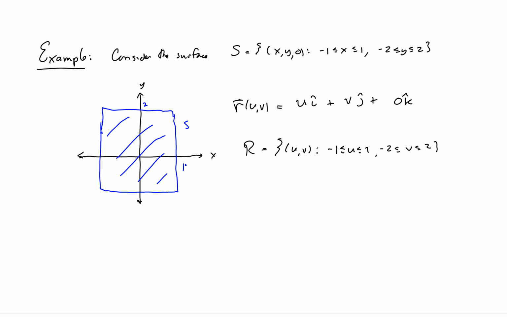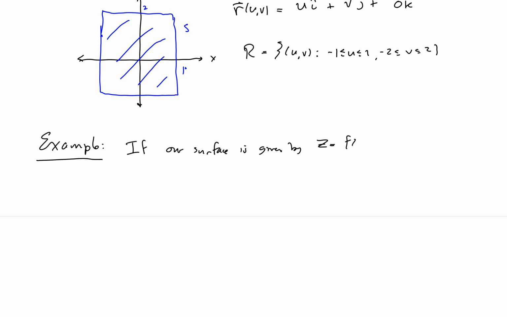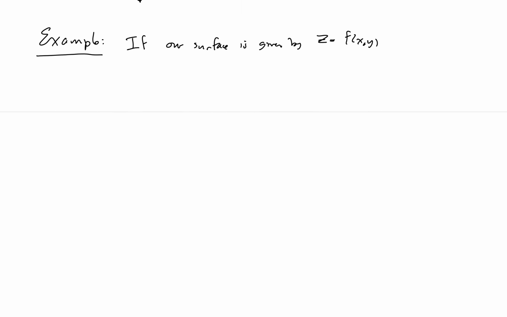So that's one example. The most common example that we're going to encounter is actually one of the easiest to parameterize. So if our surface is given by z is equal to f of x y, so if we can write one of the variables as a function of the other two, we can always parameterize this.